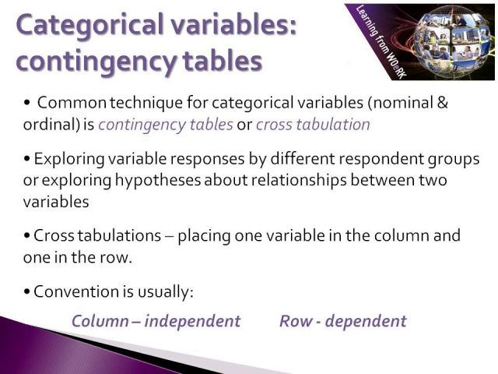The most common technique for describing and exploring relationships between two categorical variables, so those are nominal and ordinal variables, is contingency tables or cross-tabulation. Instead of just describing the characteristics of a single variable, cross-tabulations allow us to explore the responses to a particular variable by different respondent groups, or to explore hypotheses about relationships between that and other variables. In a cross-tabulation, we place one variable in the column and one in the row. The convention is usually the column being the independent variable and the row being the dependent variable. So let's have a look at an example.